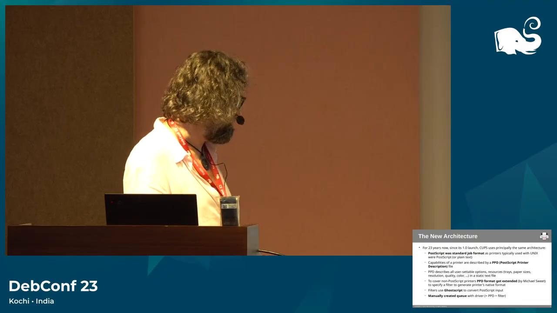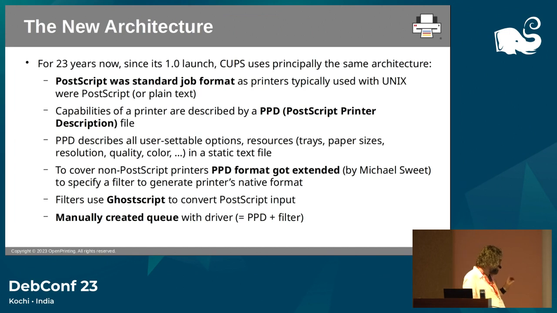And these driver filters usually use Ghostscript to convert PostScript. The CUPS filters use Ghostscript to convert PostScript into any other format, especially into raster formats, for example, the universal CUPS raster, which got introduced with CUPS. And for getting a print queue for a given printer, you usually manually created the queue and assigned a PPD file to a printer. And with this information, CUPS and applications knew that there's a print destination and how to handle it, so that the incoming PostScript is turned into the printer's native format.